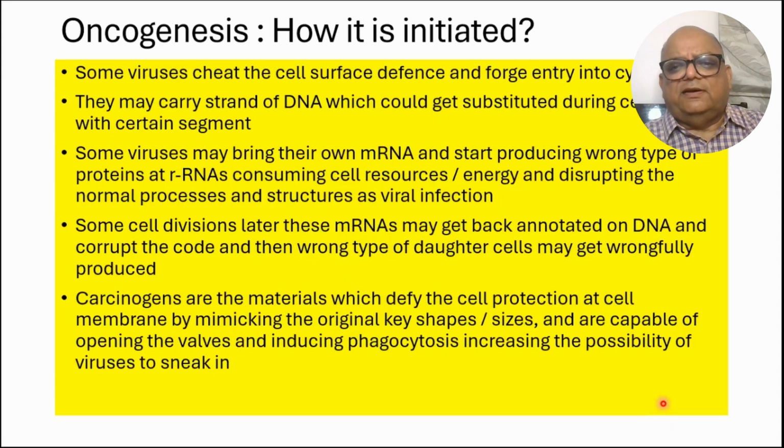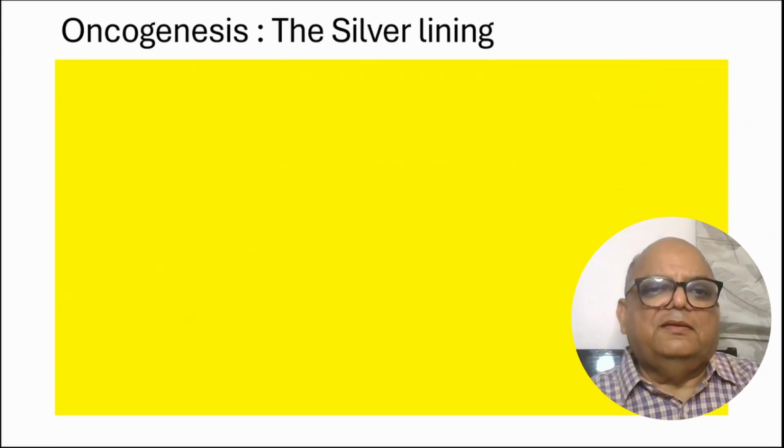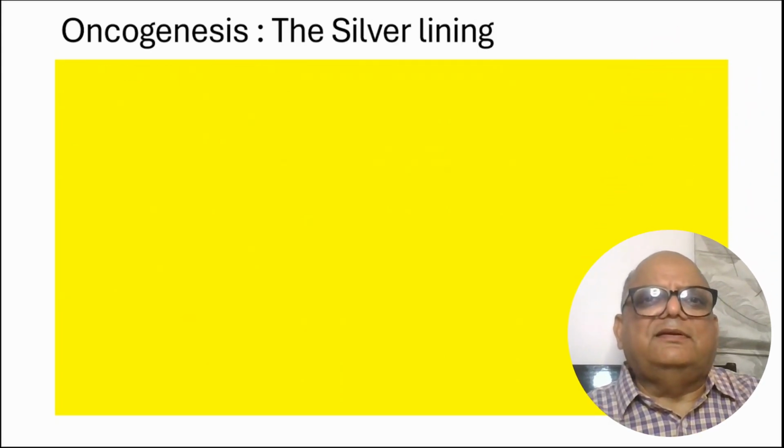And carcinogens are said to be the materials which defy the cell protection at cell membrane by mimicking the original key with a master key, for example. And they are capable of opening some walls and inducing phagocytosis and increasing the possibility of viruses and some extraneous DNAs and mRNAs to sneak in. So generally, it is said that oncogenes are the ones which damage DNA, but damaging DNA is a very broad term, so to say.